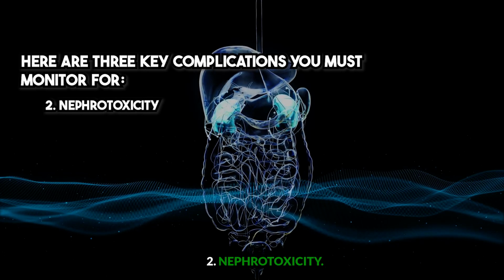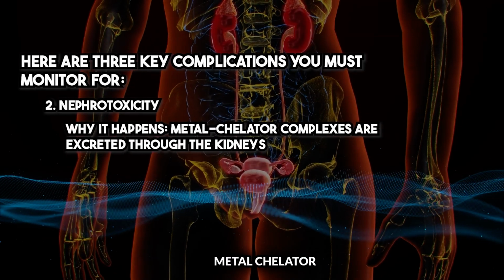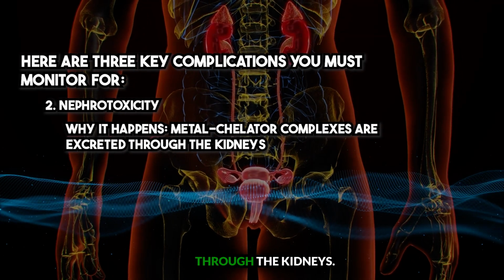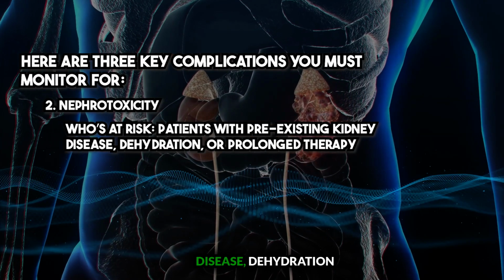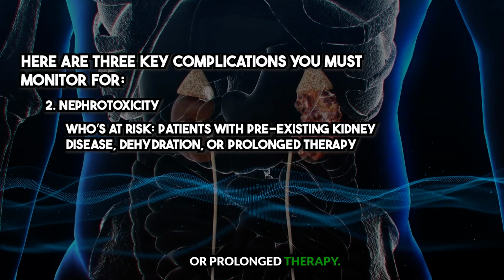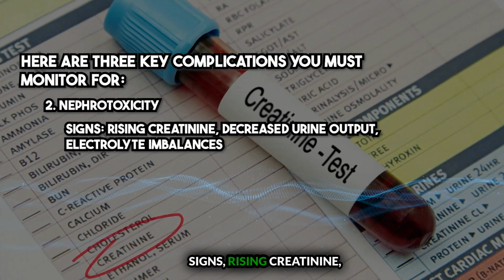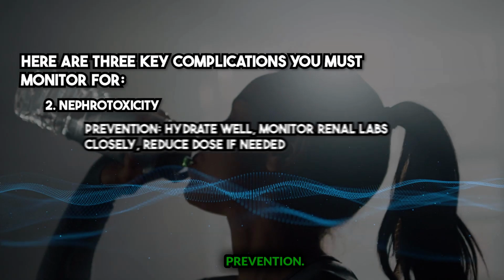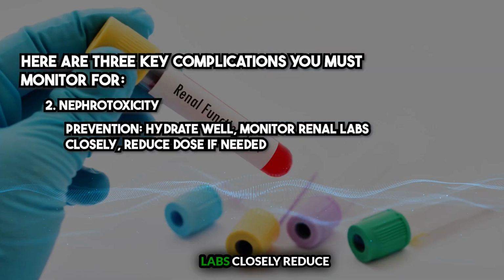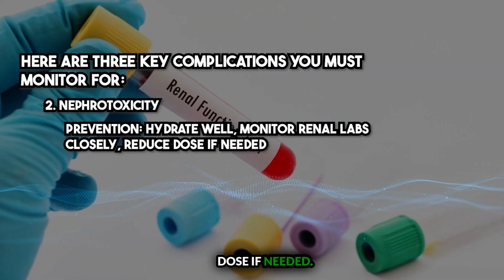2nd, nephrotoxicity. Why it happens: metal chelator complexes are excreted through the kidneys. Who's at risk? Patients with pre-existing kidney disease, dehydration, or prolonged therapy. Signs: rising creatinine, decreased urine output, electrolyte imbalances. Prevention: hydrate well, monitor renal labs closely, reduce dose if needed.